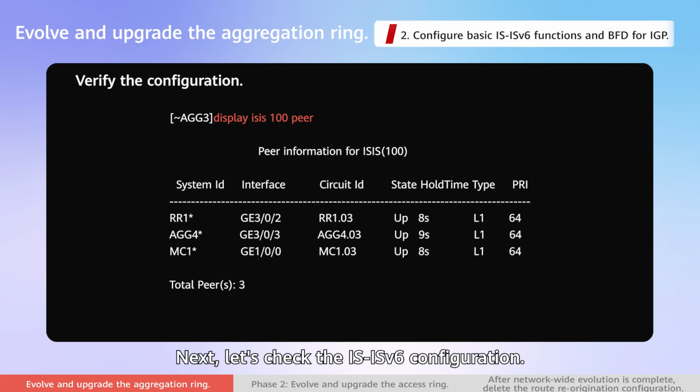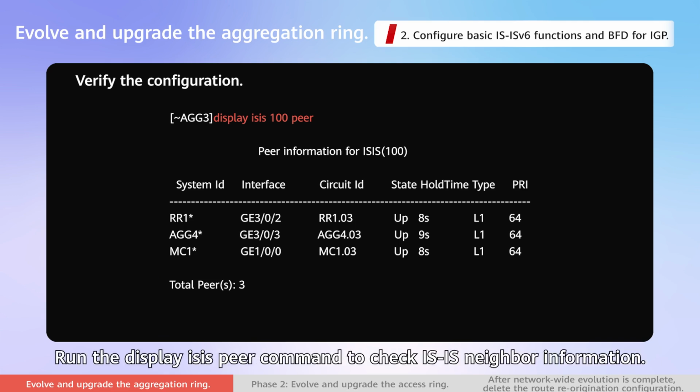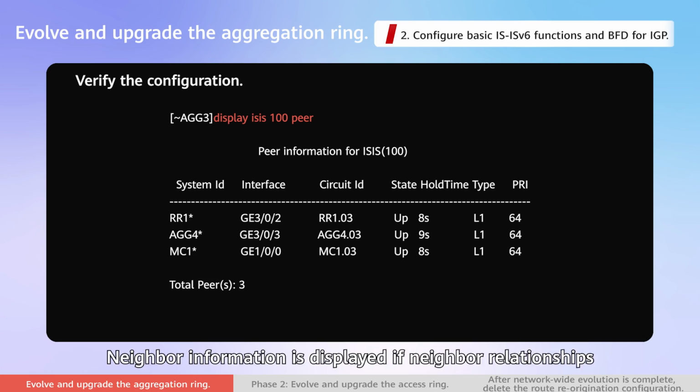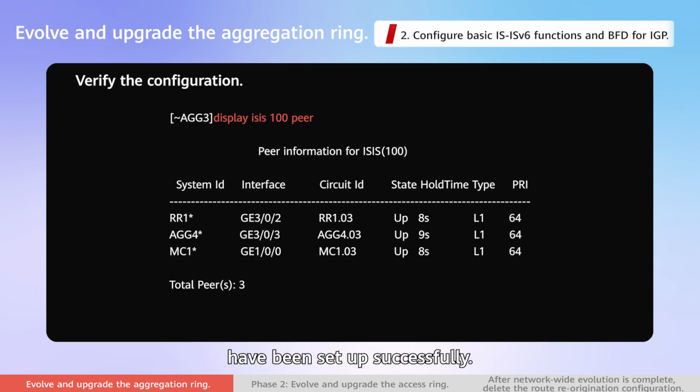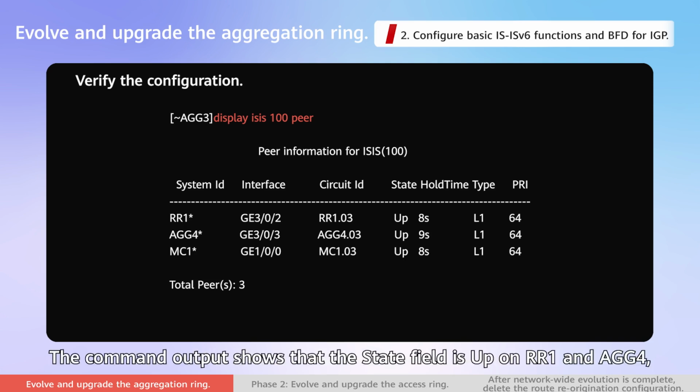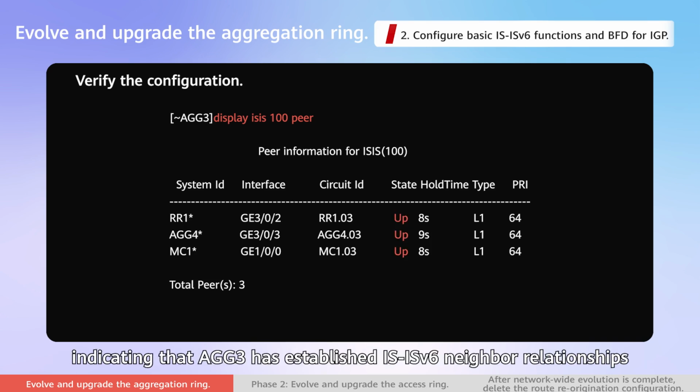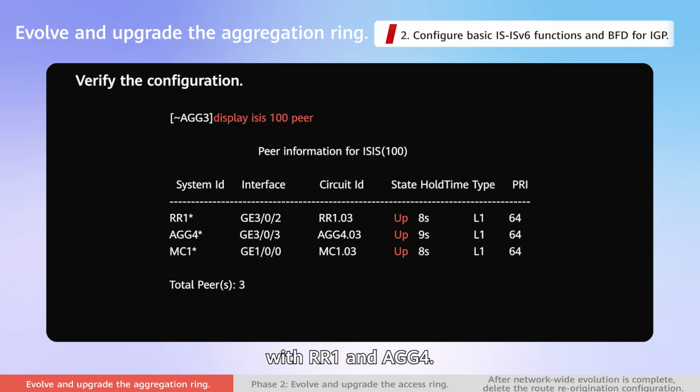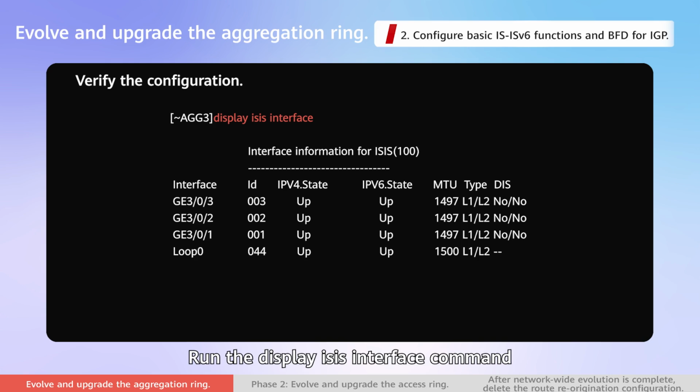Next, let's check the SRv6 configuration. Here, AGG3 is used as an example. Run the display isis peer command to check IS-IS neighbor information. Neighbor information is displayed if neighbor relationships have been set up successfully. The command output shows that the state field is up on RR1 and AGG4, indicating that AGG3 has established IS-IS neighbor relationships with RR1 and AGG4. Run the display isis interface command to check information about the IS-IS interface on AGG3.